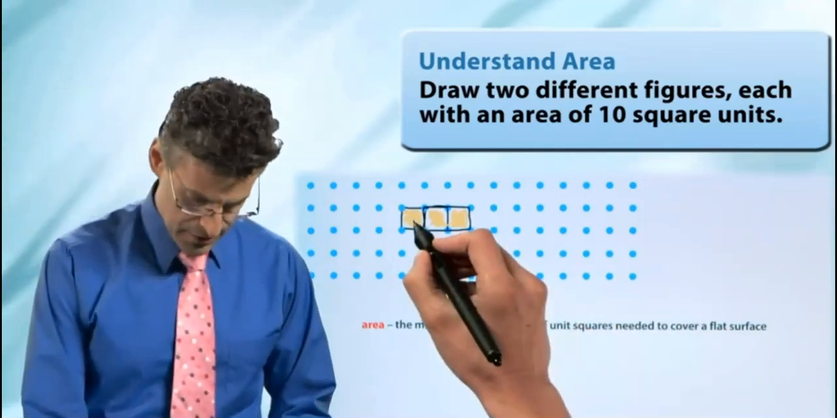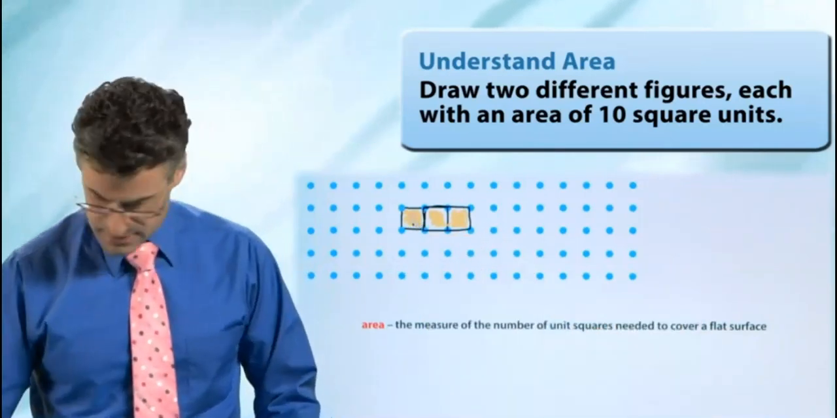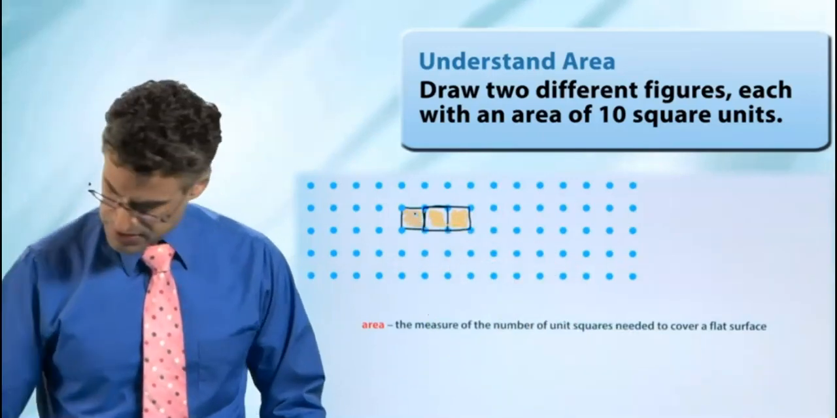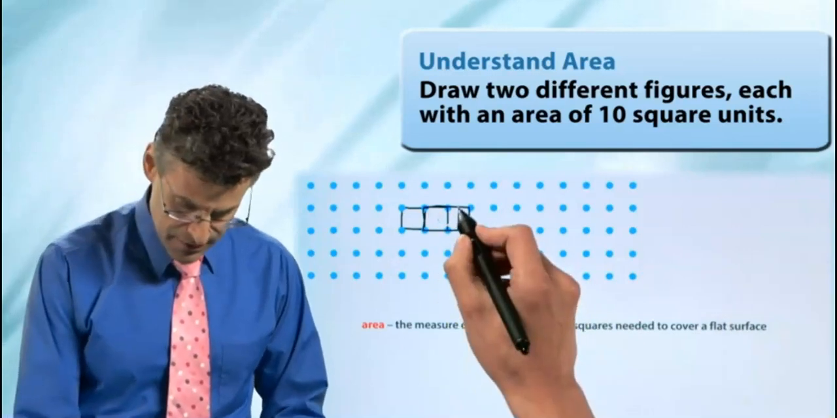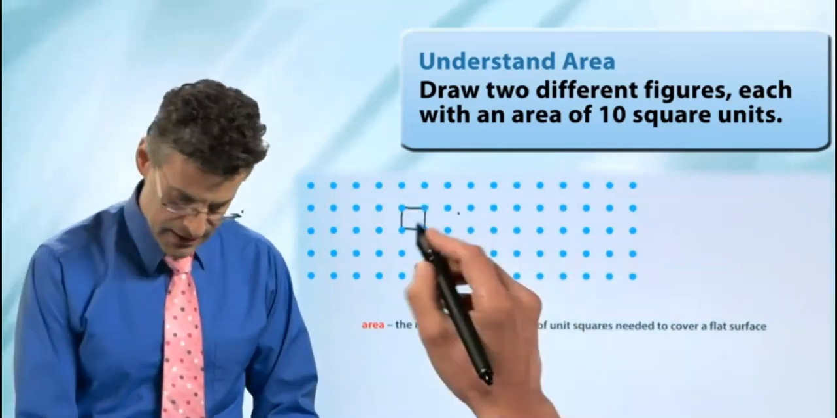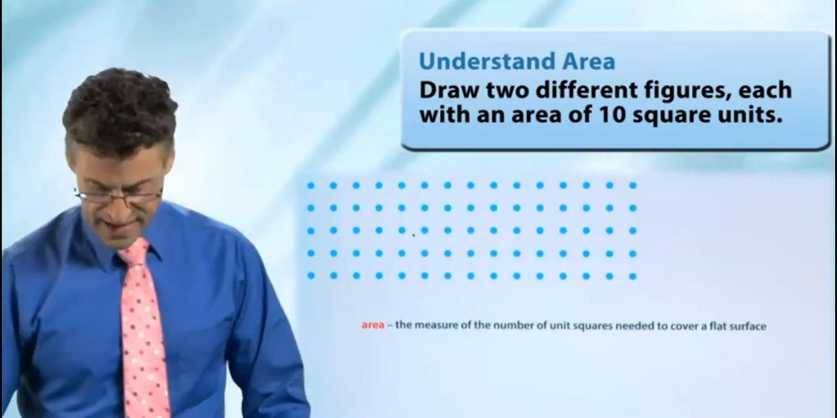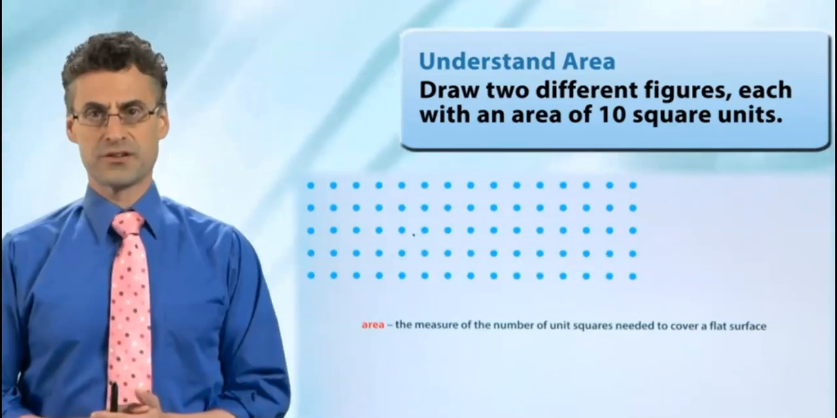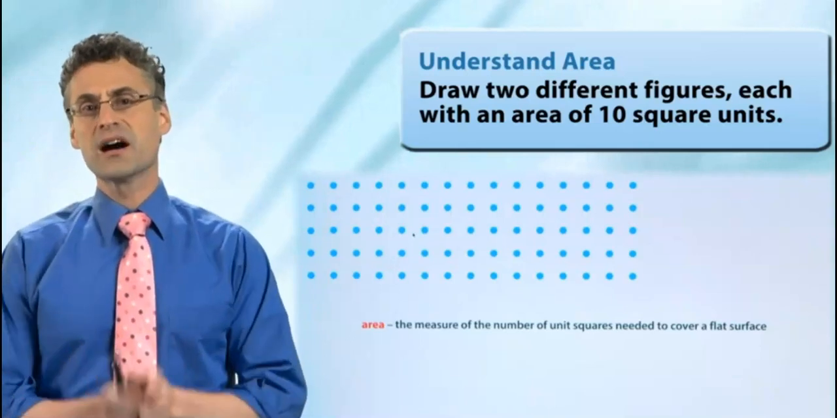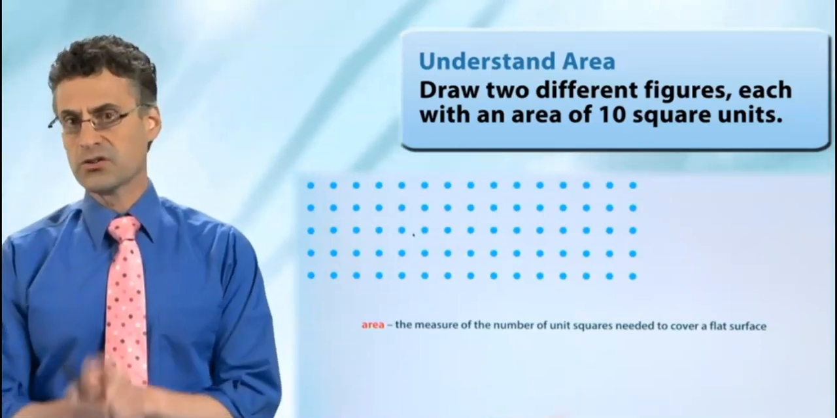And let's see if I can actually get rid of these things. I think I'm doing a good job. And I'll get rid of all that, and I'll even get rid of this, and this. Now, let's have some fun. Let's see if we can draw 2 different figures, each with an area of 10 square units.